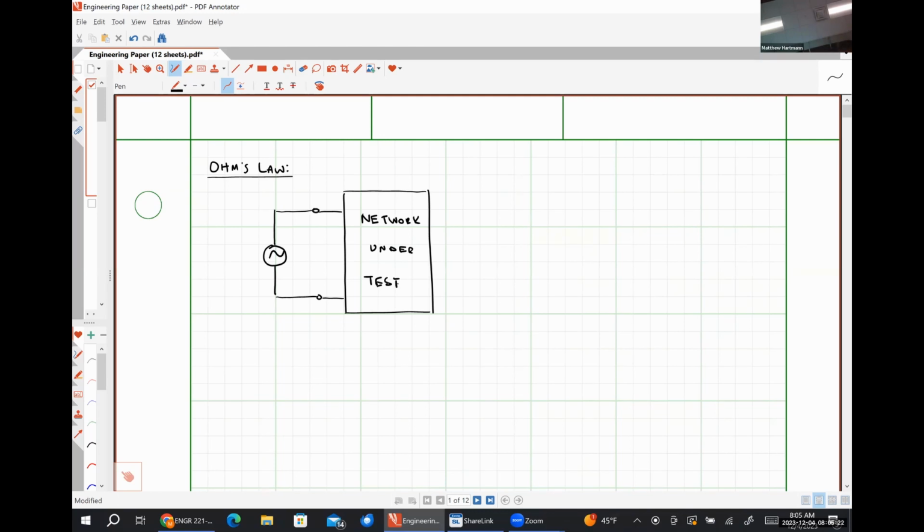And he electrically excited this network. And what he did was he measured the voltage drop across the network. I'm going to call this voltage V test. And he measured the current flowing into the network, which I'm going to call I test. This is exactly what I had you guys do at the end of our last class meeting. This was mini lab number 1.